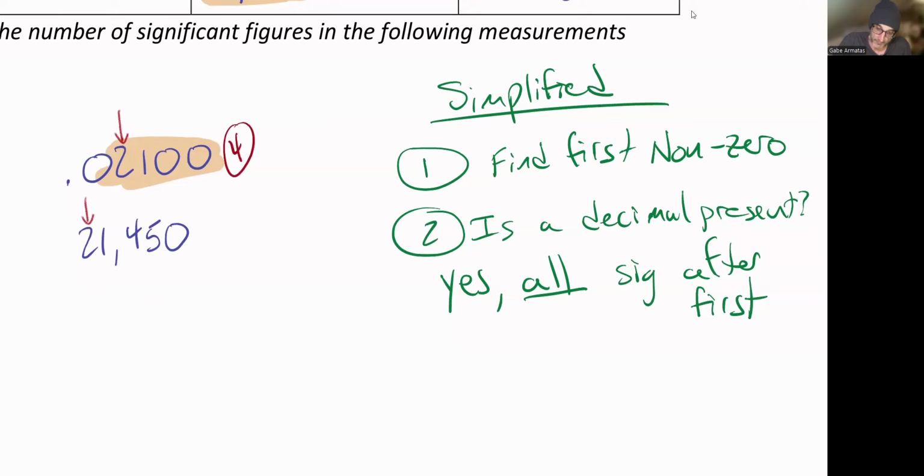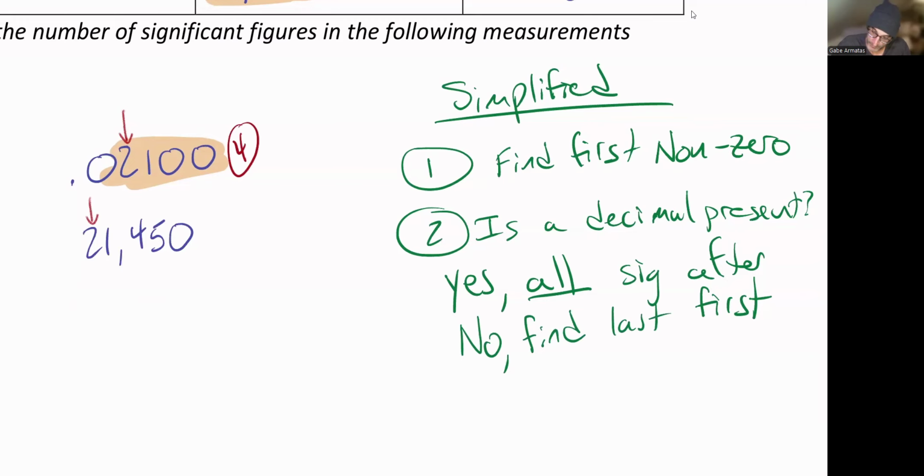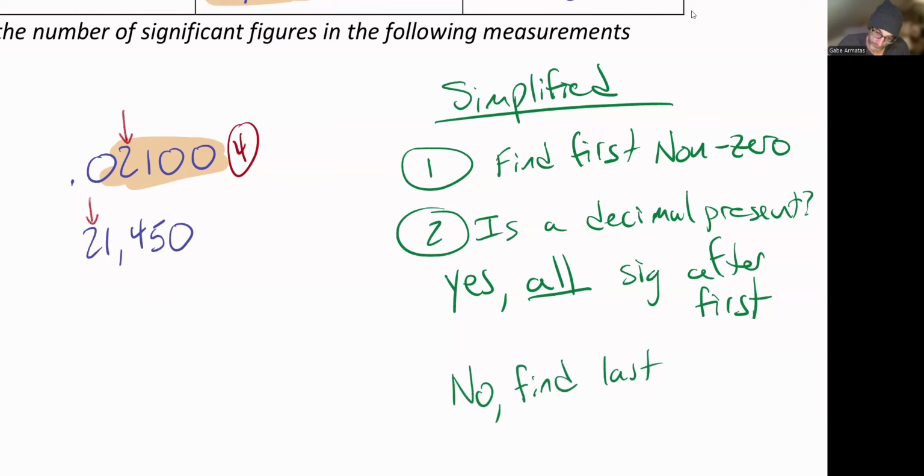Okay. If there is no decimal present, find the last sig fig. Find the last non-zero. And in between those is going to be significant. So in this number, that is the last non-zero because there is no decimal. So I'm just going to do between those two. This one also happens to have 4 sig figs as well.